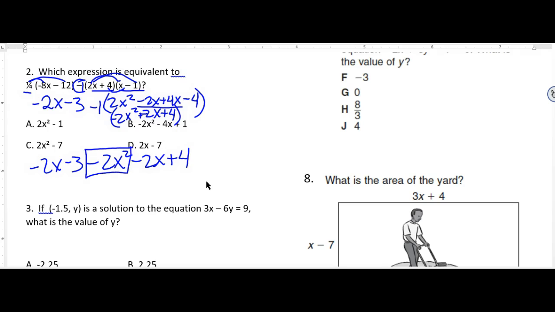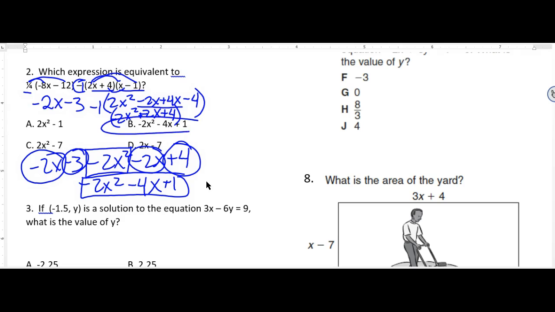I have negative 2x squared, which I already know what my answer is going to have to be, but continue on. Minus 2 and minus 2 gives me minus 4x. Plus 4 minus 3 is plus 1. There is my answer. It's got to be B.